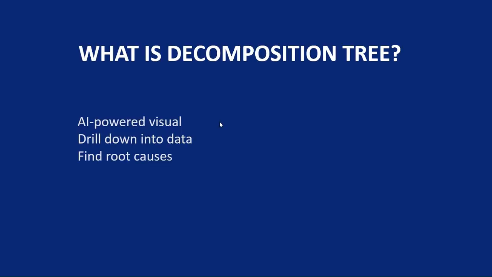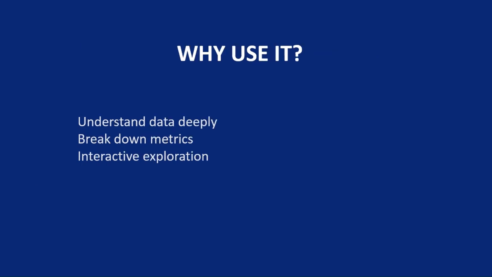So basically, what is a decomposition tree? It's an AI powered visual in Power BI that helps you break down a metric into smaller parts. Instead of just seeing the totals, you can drill down, explore categories, and understand what's driving your numbers. It's like asking why again and again until you find the root cause.